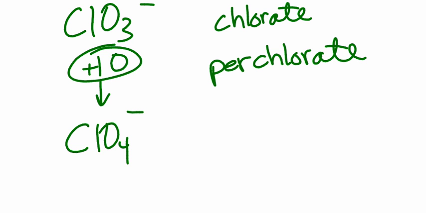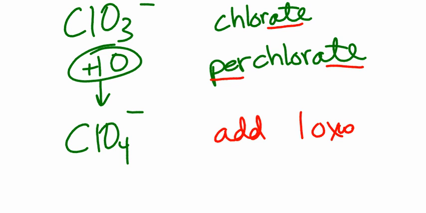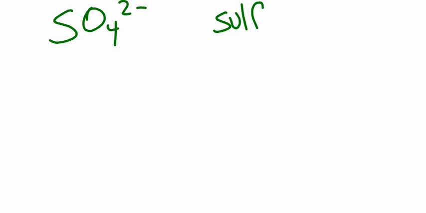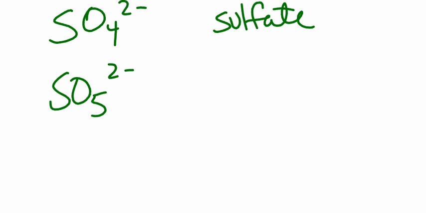So to go from -ate to per-ate, I would need to add 1 oxygen atom to the polyatomic ion. We'll do one more quick example. Here we have SO4 2 minus. That is sulfate. If I wanted persulfate, it would be SO5 2 minus.